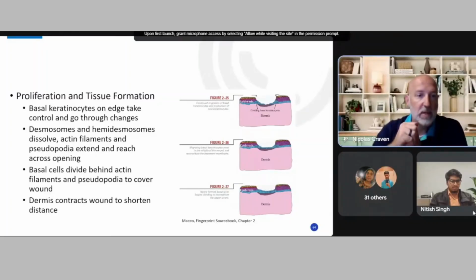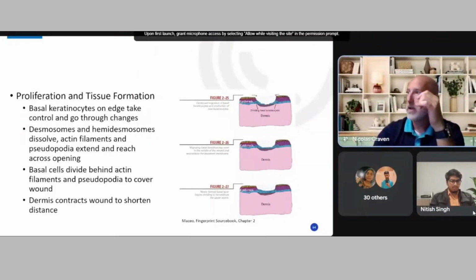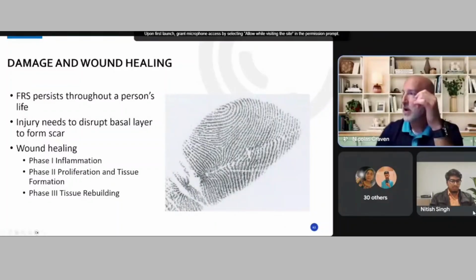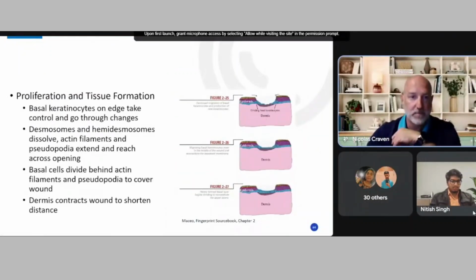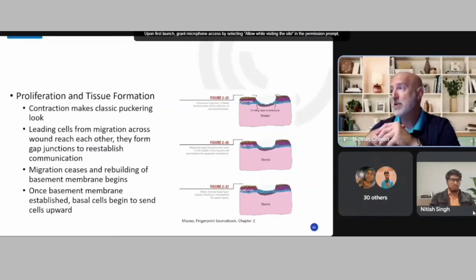And like you see, the very last bullet point, the dermis contracts the wound to shorten the distance. Because it contracts to shorten that distance, that's where you're getting that puckering that I was talking about before. In this image, you can see right here where this cut was down the side of this finger, and this side came together to meet in the middle to cover the wound faster. So that contraction makes that classic puckering. You won't see that puckering from a scar every time, but that's typically what you'll see with a cut that went deep enough.